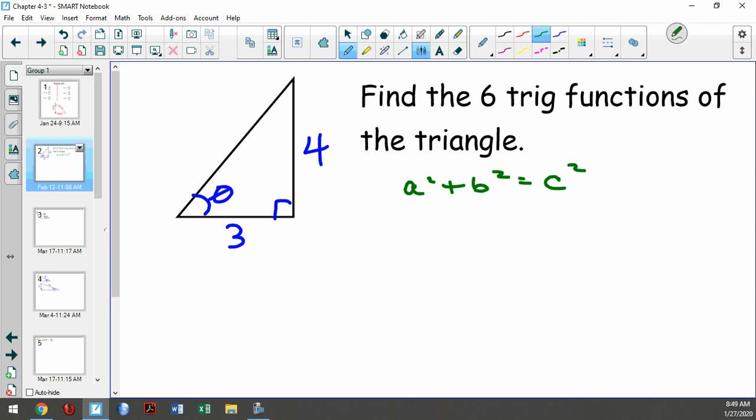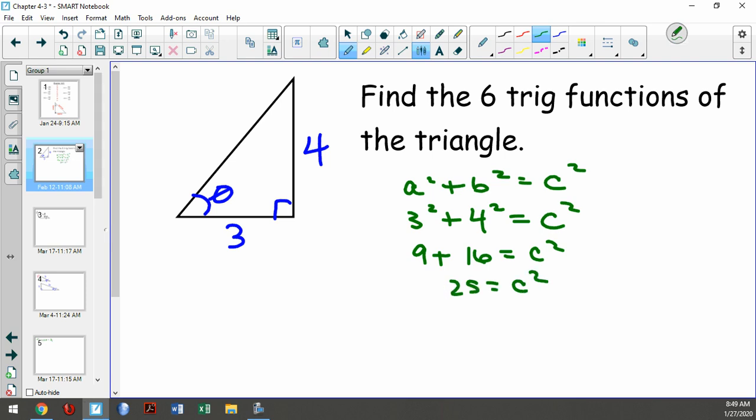Okay? So A is going to be 3 squared, B is going to be 4 squared, and C squared we do not know. What is 3 squared? What is 4 squared? What is 9 plus 16? Square root of 25? It's 5, and that gives you C. Do we all understand that, yes or no? 3, 4, 5 is a very special triangle. A 3, 4, 5 is what all contractors love to use to square up a house. Do we all understand that?